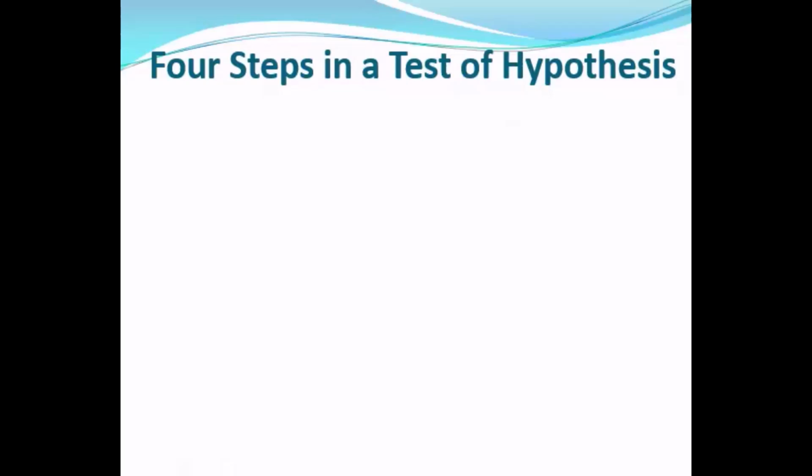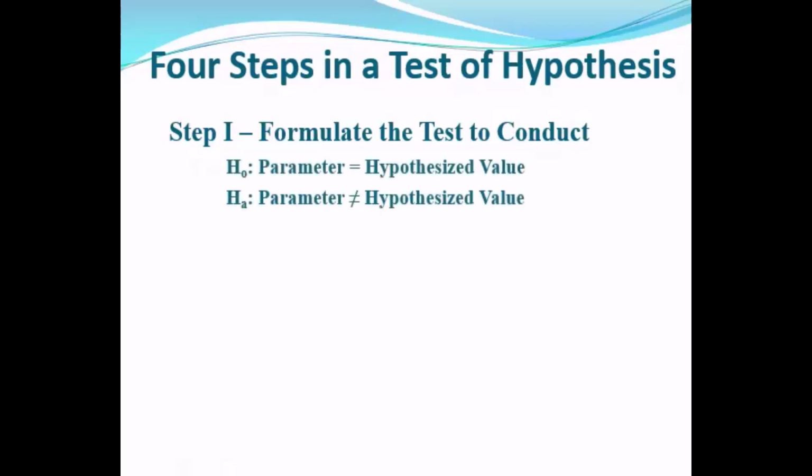So the first thing you have to be able to do in a test hypothesis is figure out what it is you want to do. You need to identify or formulate the test to conduct. And that test consists of two different hypotheses. We call them a null hypothesis and an alternative hypothesis, and we use the symbols H0 and HA, or sometimes the null hypothesis is referred to as H naught.